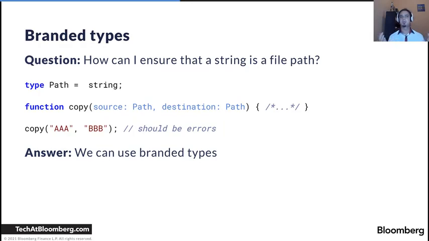The reason for this is simple. We want to make sure that whoever actually passes in a path to our copy function has obtained that path either from a trusted source, or they have checked the fact that that string is actually a path. So let's see how we can do this.